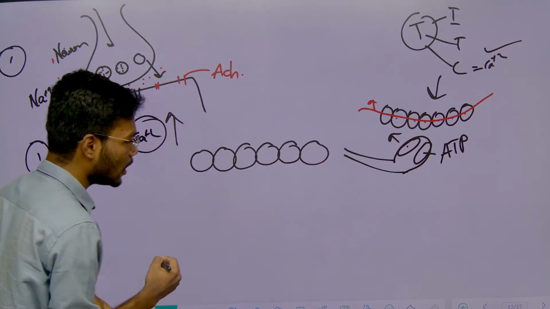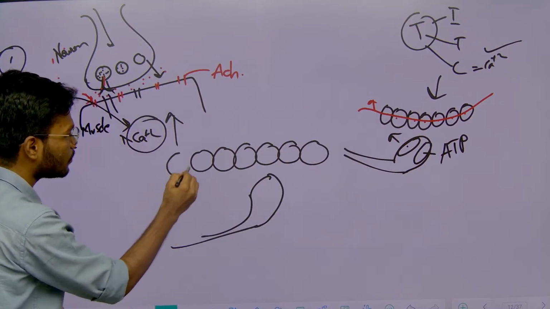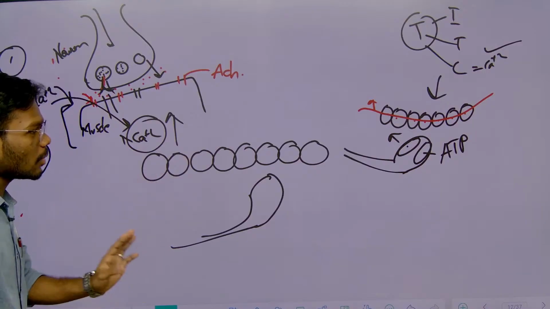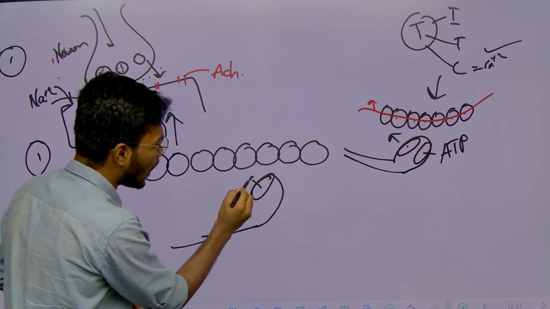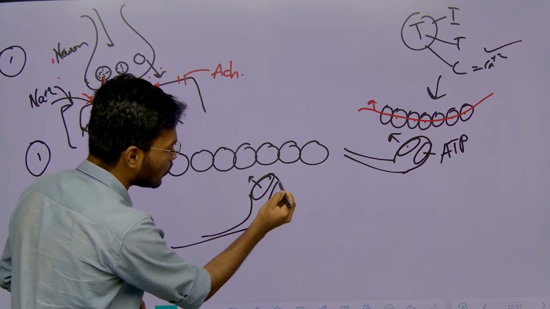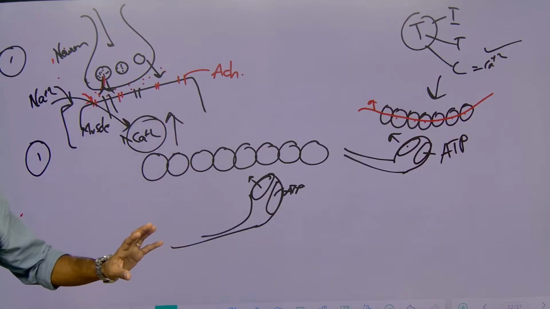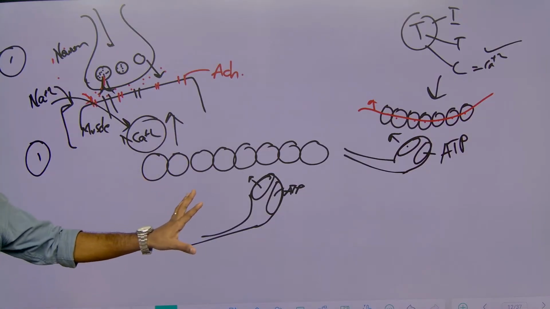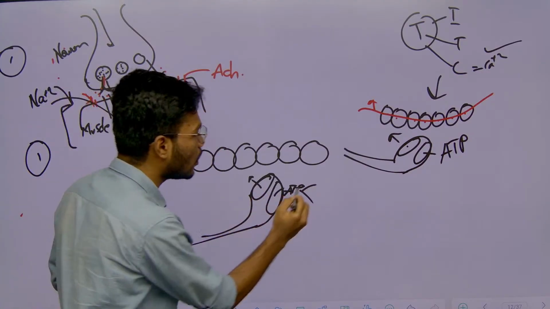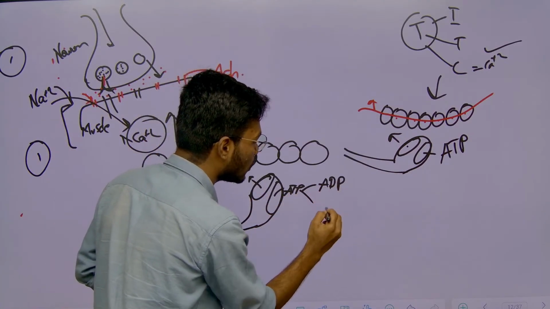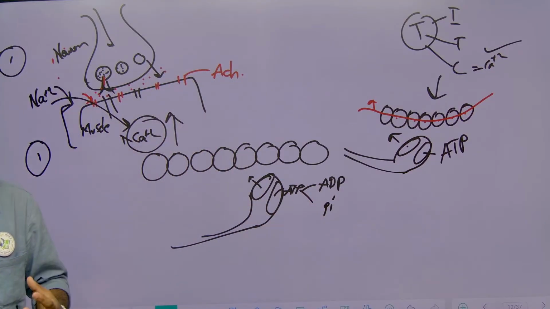So this is actin, this is myosin head. This is actin, this is myosin head. We know this one is the actin binding site and this is the ATP binding site. Initially what happens? ATP will come and bind. Now this ATP is hydrolyzed into ADP plus phosphate. Now there is a release of some energy.